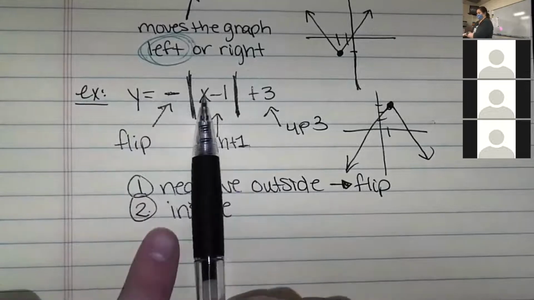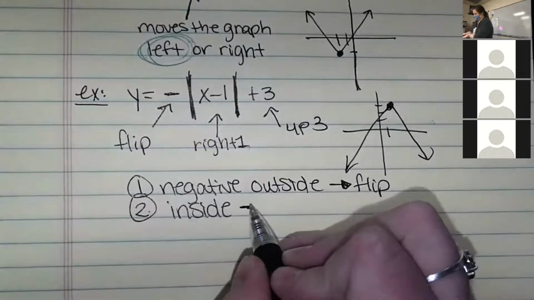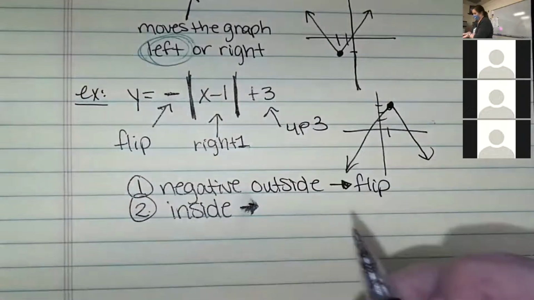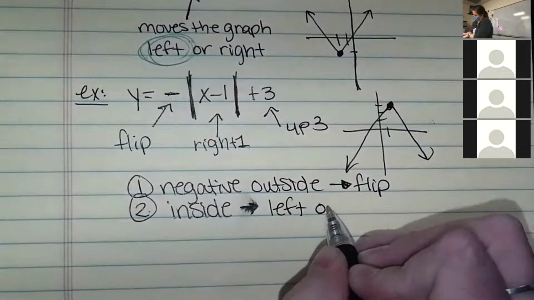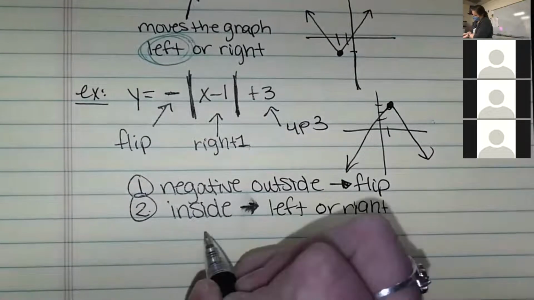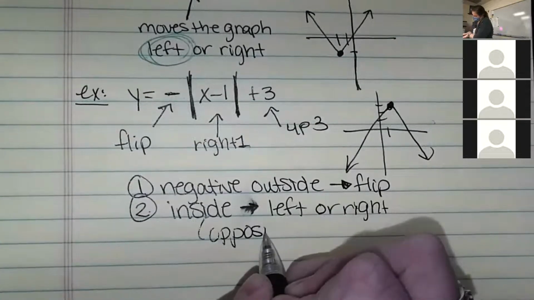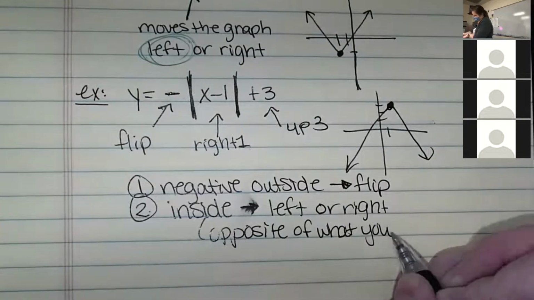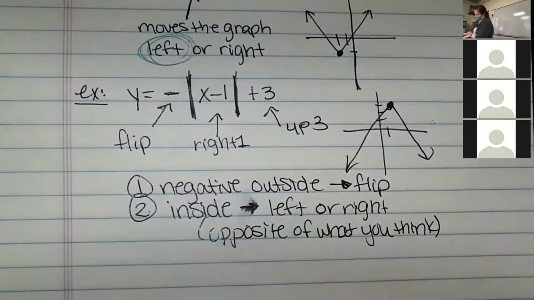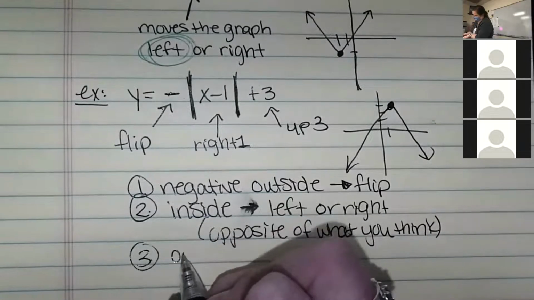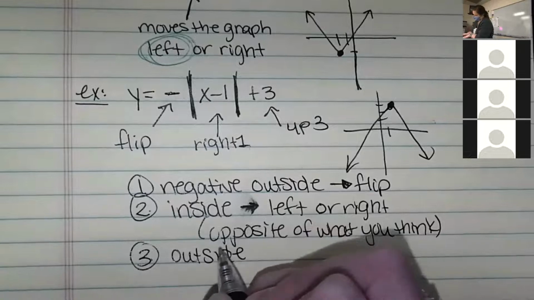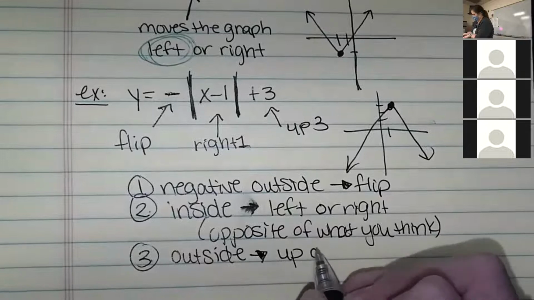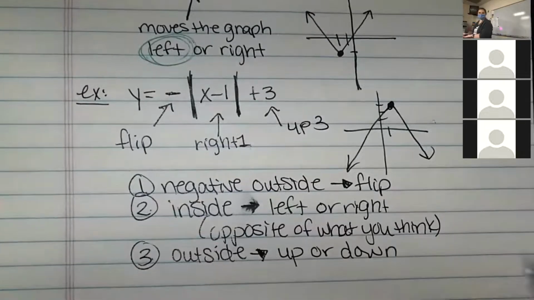Okay. So inside, remember that moves it which directions? Left and right. And then remember that one's opposite of what you think. And then if it's on the outside, on the very back end of it, what happens there? Up or down? Right? Up or down?